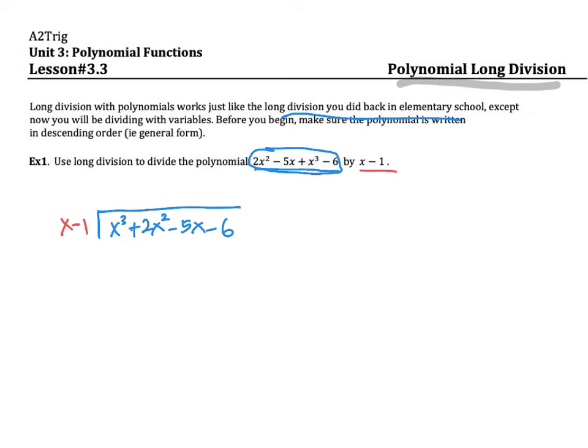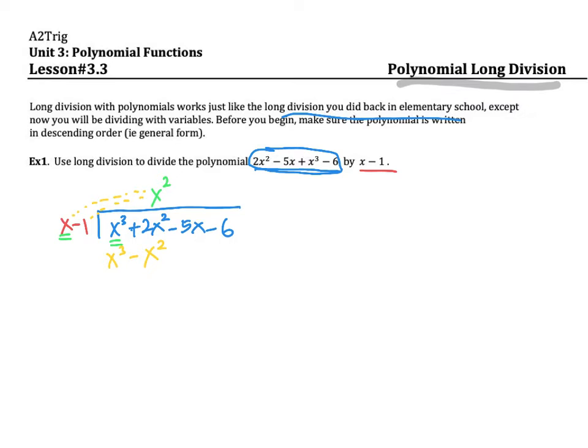Now we're going to do our long division. We take the first term of the dividend, x cubed, and divide it by the first term in the divisor, x. So x cubed divided by x. Hopefully you're saying to yourself, well, that would be x squared. Then I take the x squared and I multiply. X squared times x is x cubed. X squared times negative 1 is negative x squared. And I would get x cubed minus x squared.